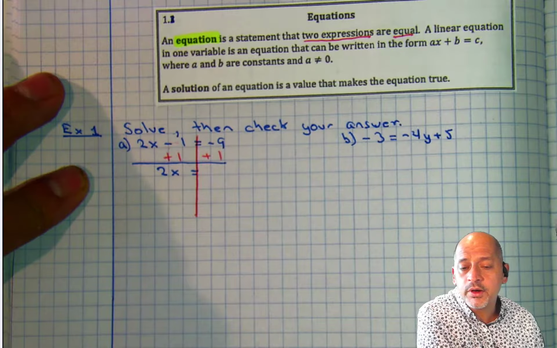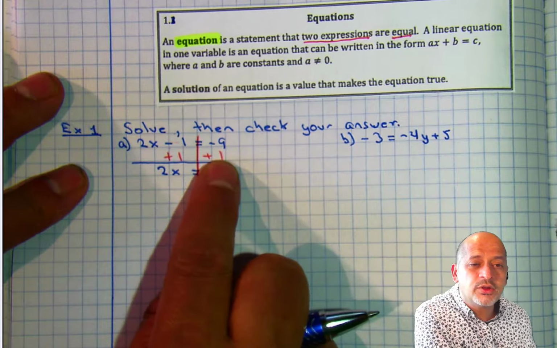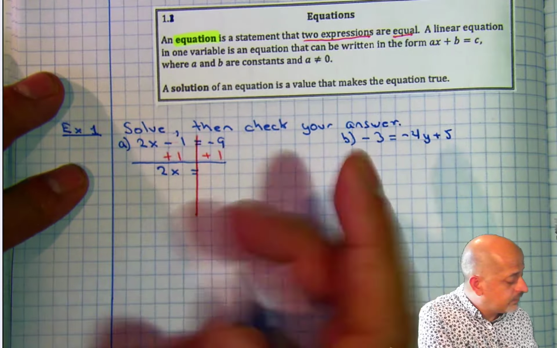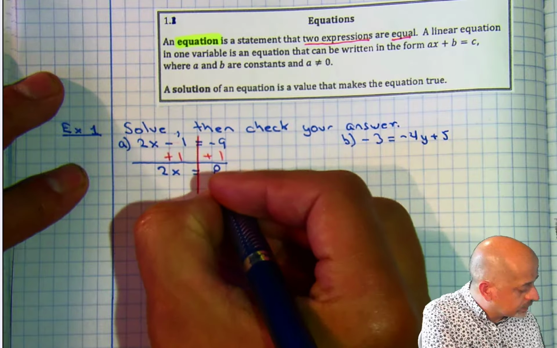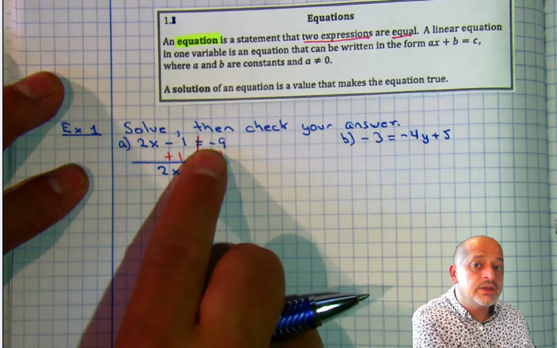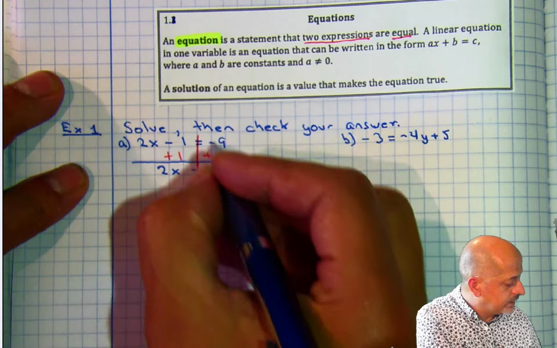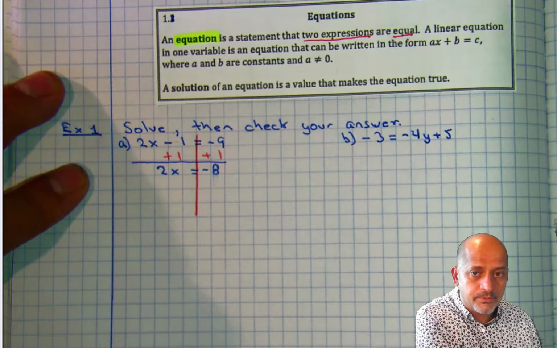So now we're going to use the material that we covered for adding integers. You need to think, do they have the same sign or different signs? They have different signs, so we're going to subtract. And we are going to keep the sign of the bigger number. Which one's bigger? The negative 9 or the 1? The 9 is bigger, so we're going to keep the negative.